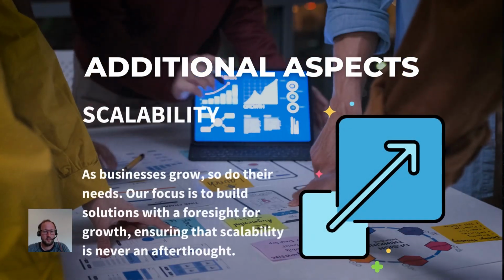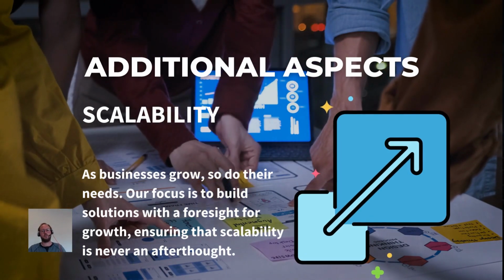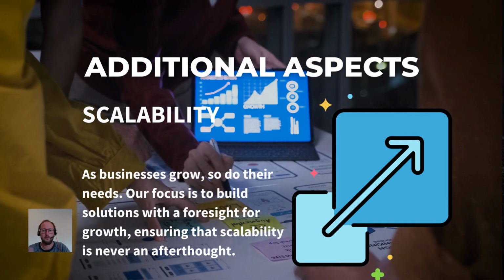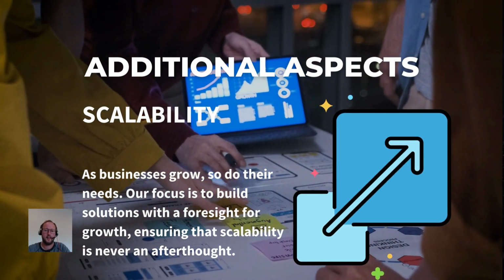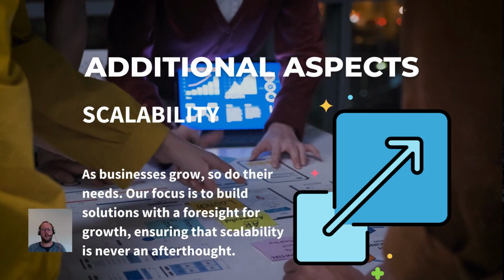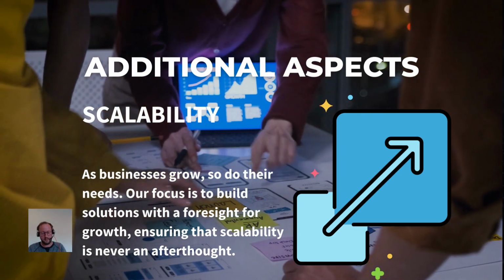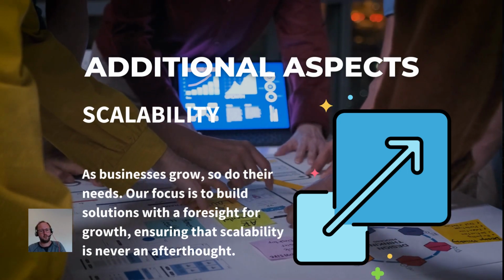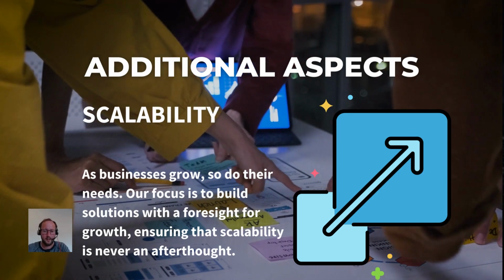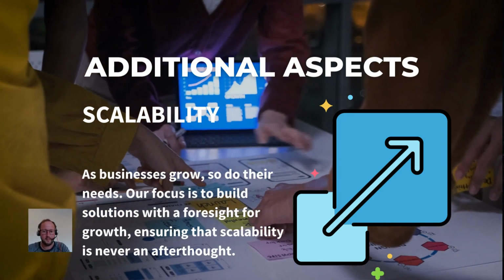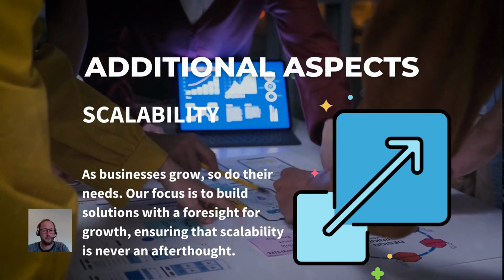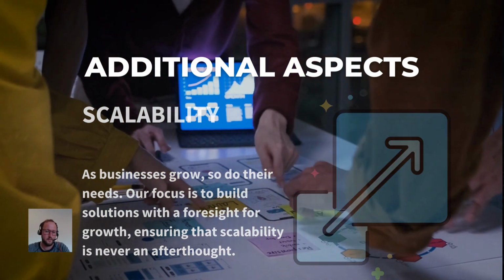Second is scalability. As businesses grow, so do their software needs. And so our focus is to build solutions with a foresight for growth, especially for organizations that would like to start off with, for example, an MVP, or maybe a solution that is focused on a particular use case, particular department, but eventually can grow and can scale company-wide. So we really try and ensure that scalability is never an afterthought after deployment.